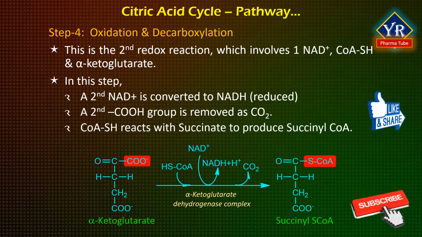Coenzyme A reacts with the decarboxylation product succinate to produce succinyl CoA, a compound with a high energy thioester bond. This is the second involvement of the coenzyme A molecule in the cycle, the other instance occurring in step 1. Thus, there are three products: NADH, carbon dioxide, and the 4-carbon compound succinyl CoA.